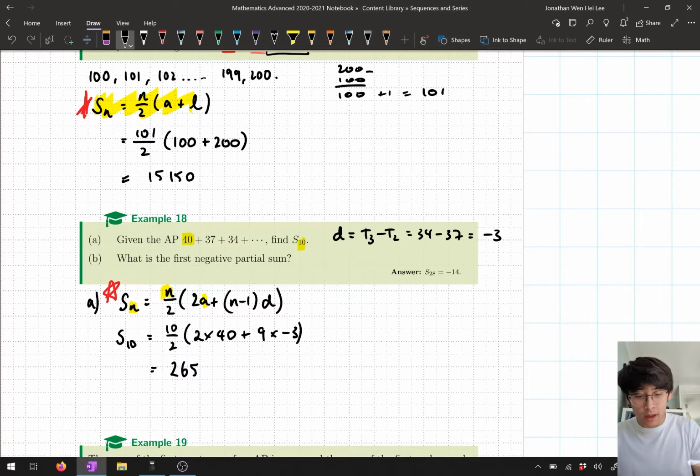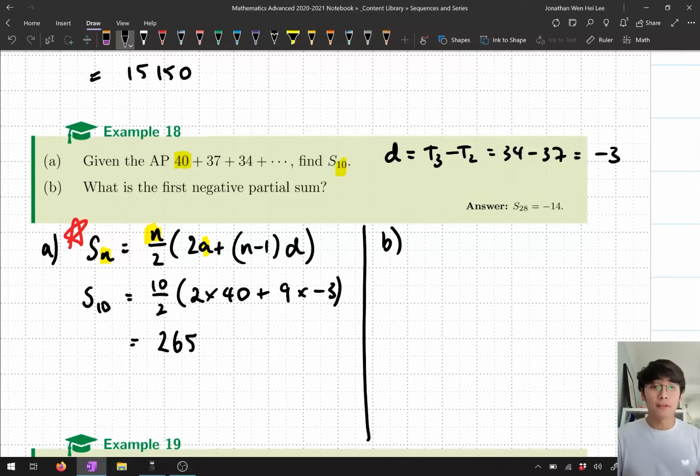Okay, let's have a talk about the next question. Part B, what is the first negative partial sum? Now, when we're trying to find the first negative partial sum, what we want to find is when this partial sum is less than zero.